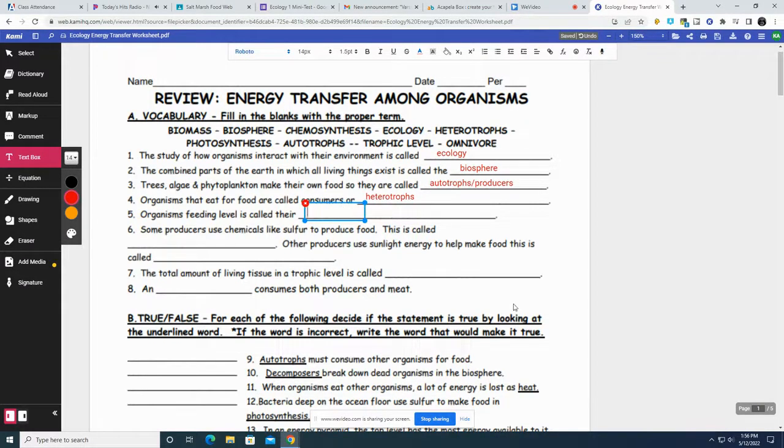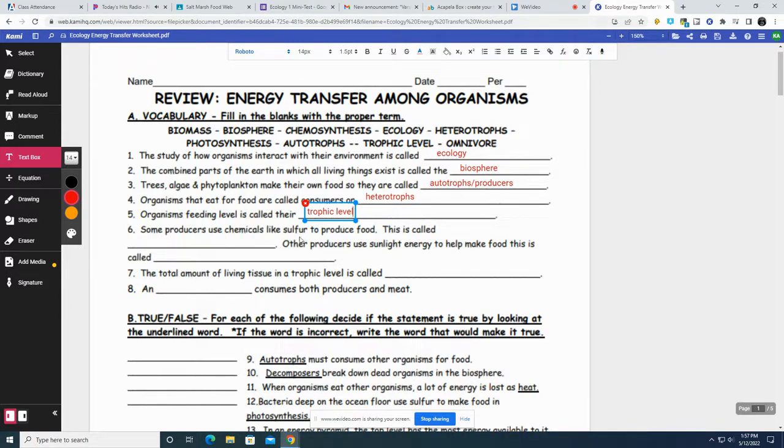An organism's feeding level is called its trophic level. So the producers at the bottom of the food chain, that's a trophic level. The things that eat the producers, the plants, the primary consumers, that's a trophic level. Then you keep going up. Secondary consumers, that's another trophic level.